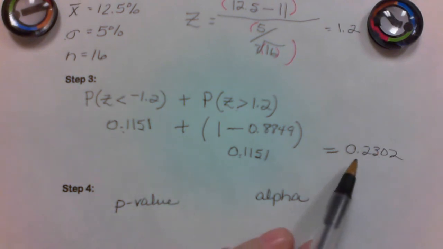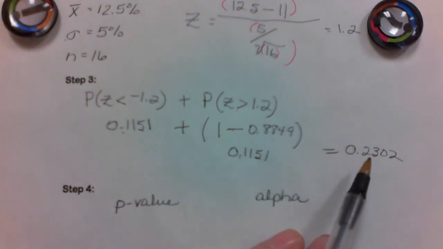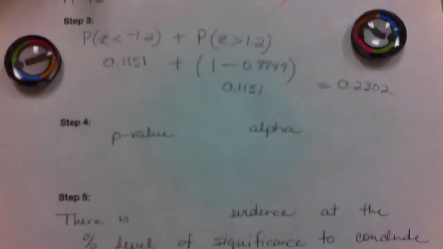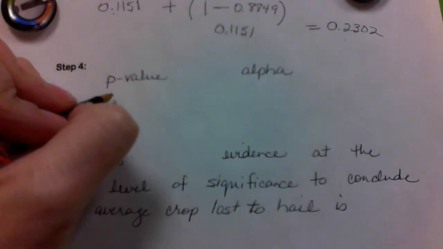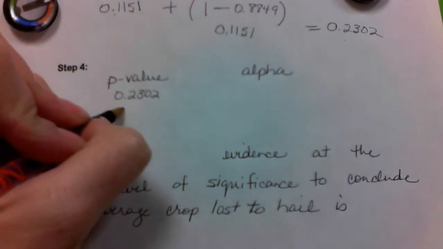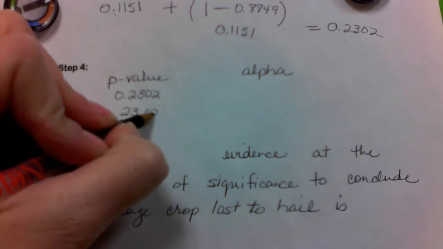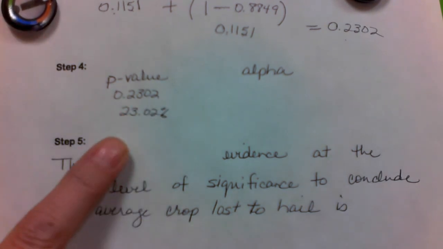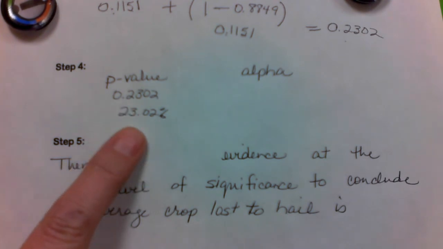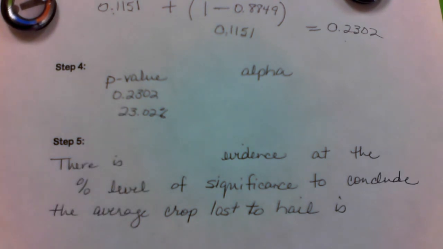Now, again, this is how often an error will be made. So we're going to compare that p-value, which is 0.2302, or 23.02%. So this is telling me, based upon my numbers, that an error will be made 23.02% of the time. Well, that's making an error quite a bit of the time. And we're going to compare that to alpha.